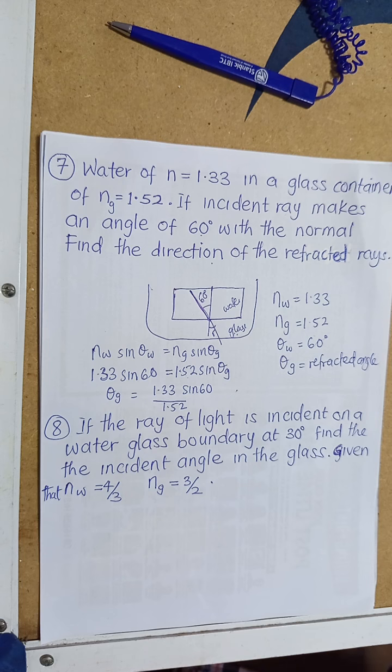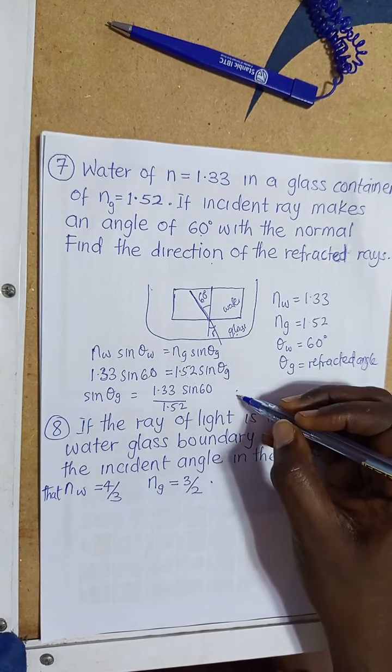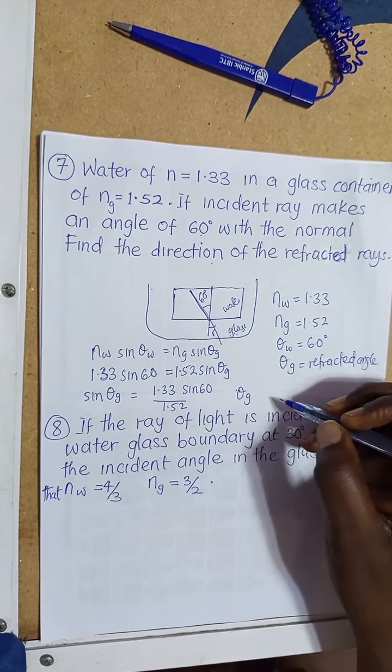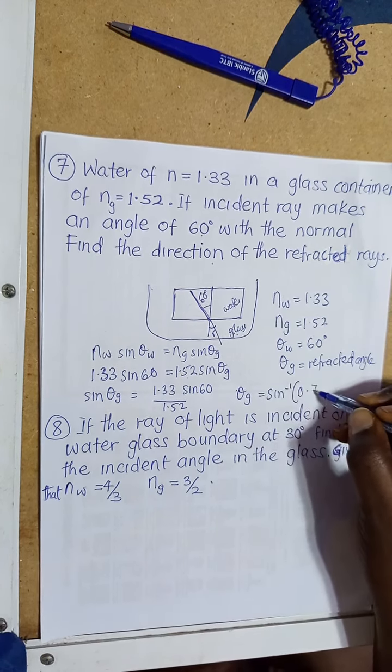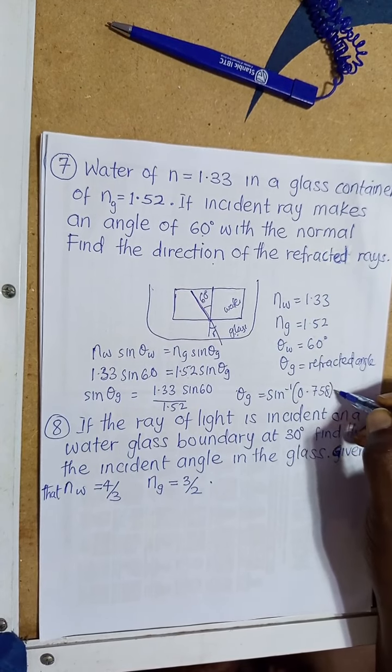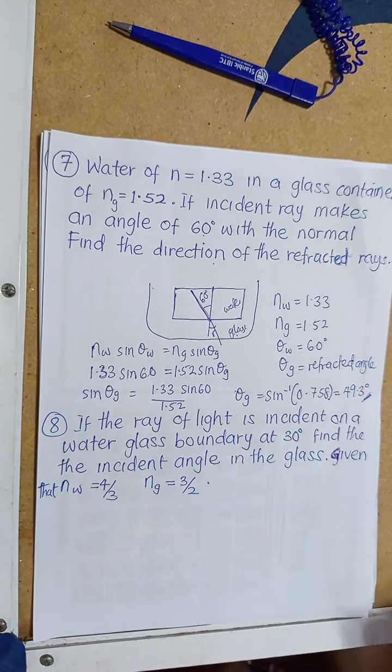1.33 sine 60 degrees divided by 1.52. So 0.758. So that is sine theta in glass. So theta in glass will now be what? Sine inverse of 0.758. Approximately we are going to have 49.3 degrees. So that's what I want to have for the answer for that question.